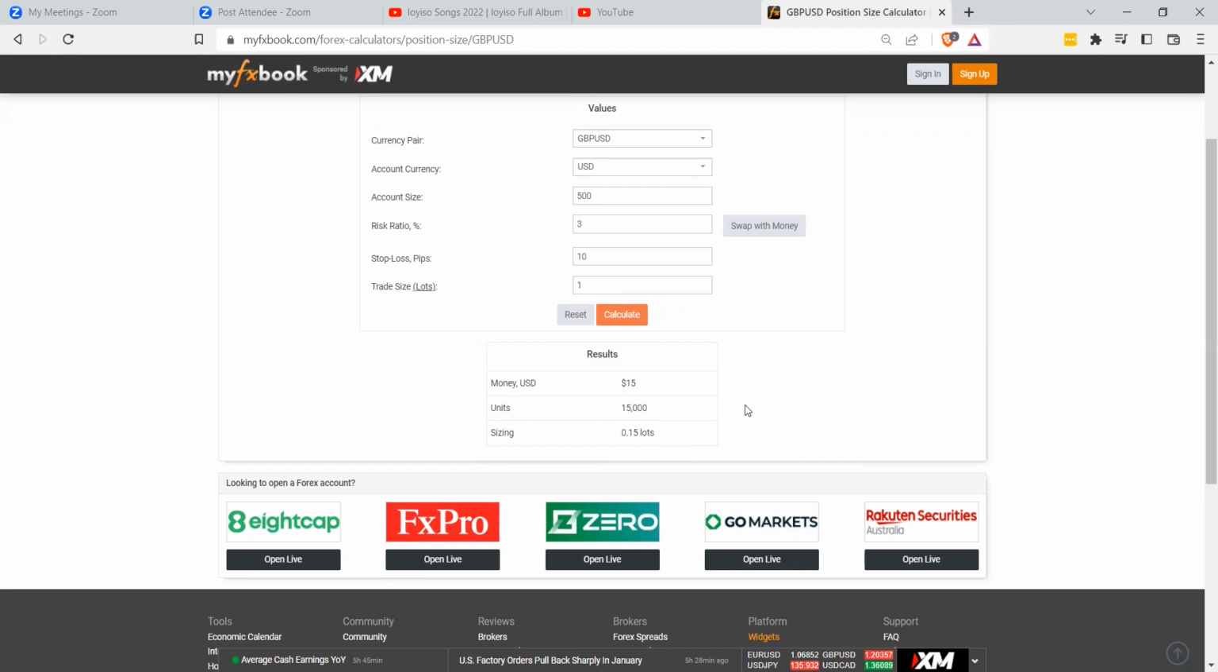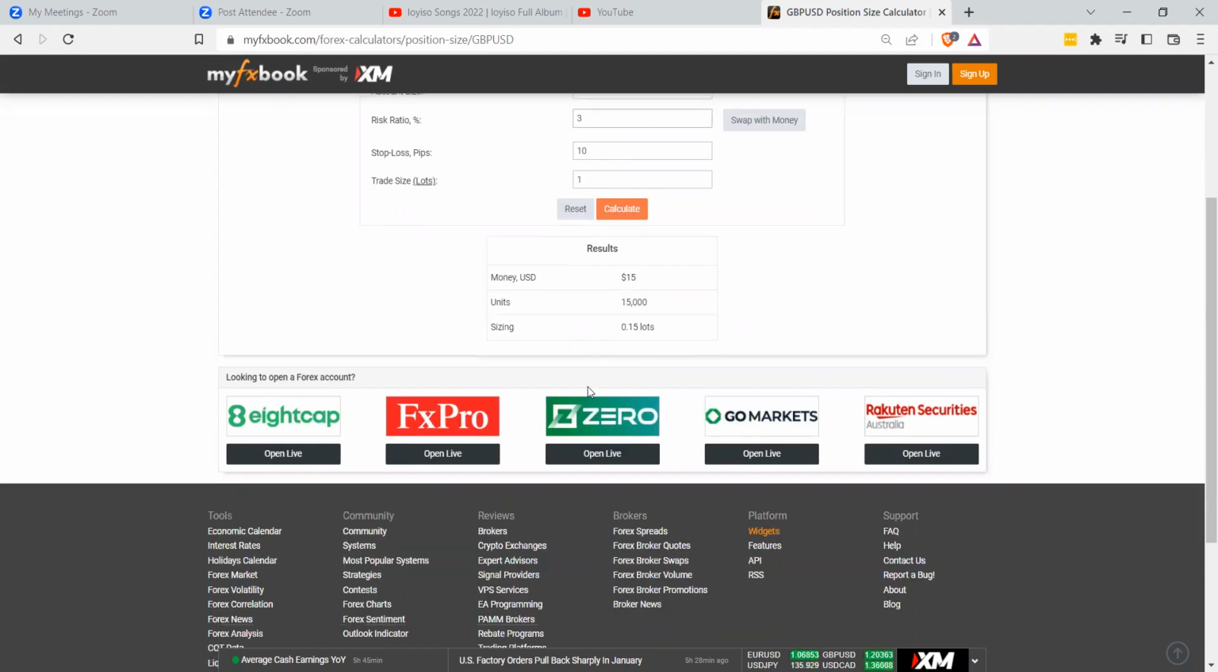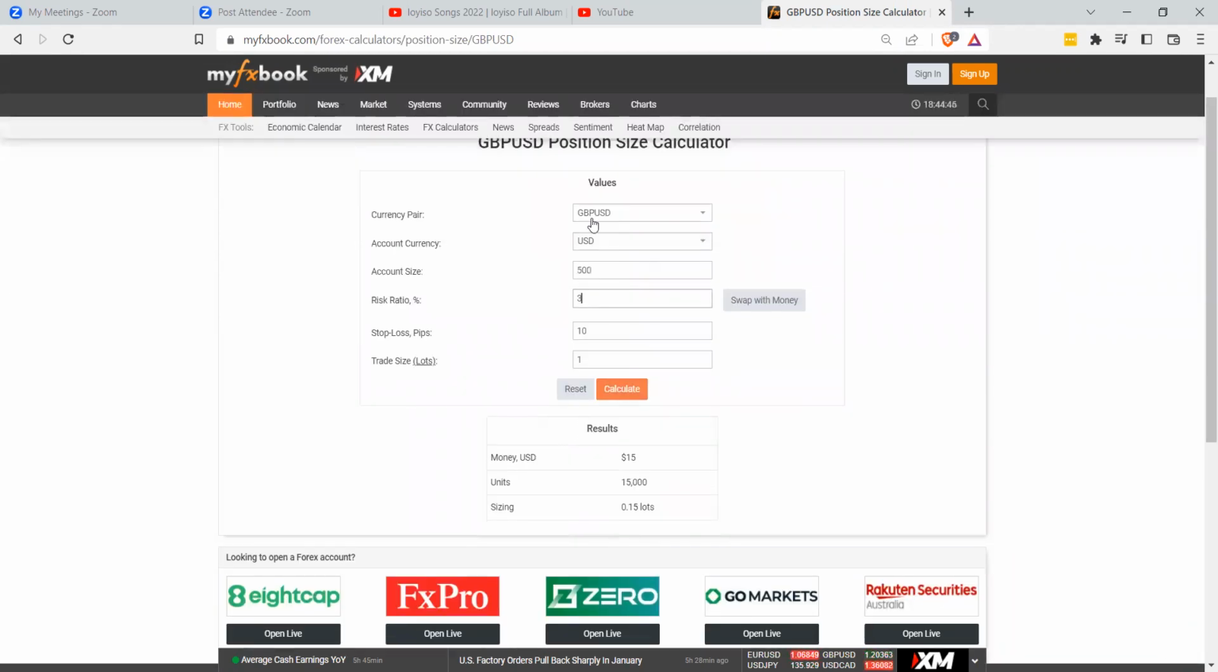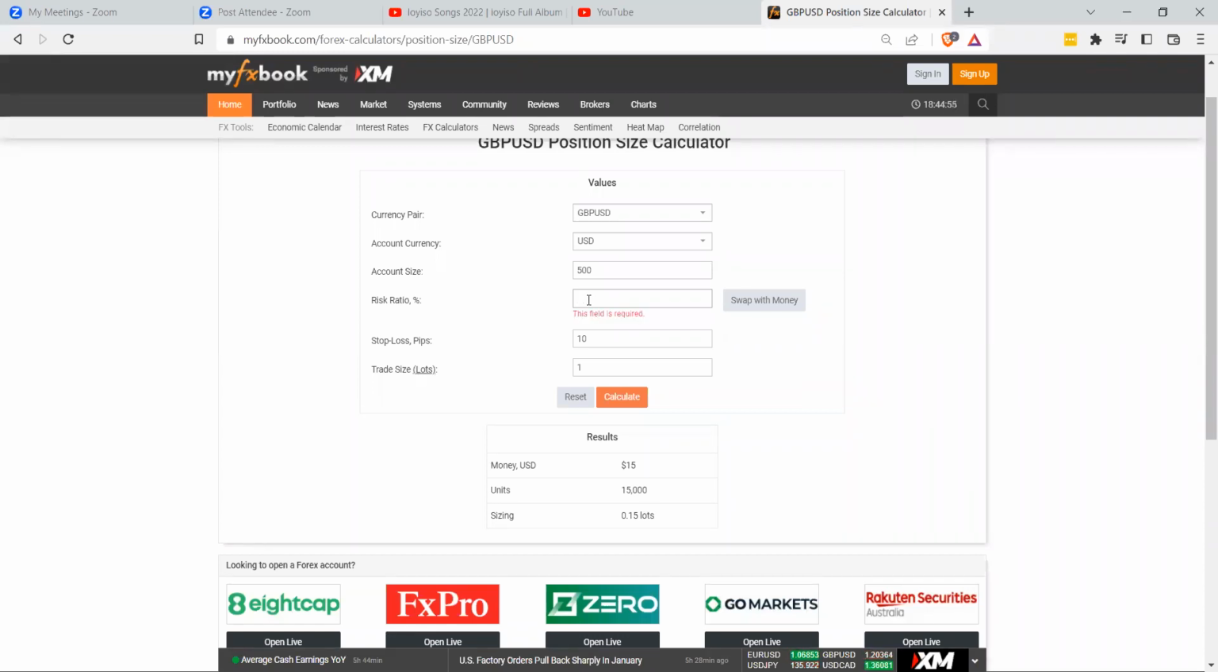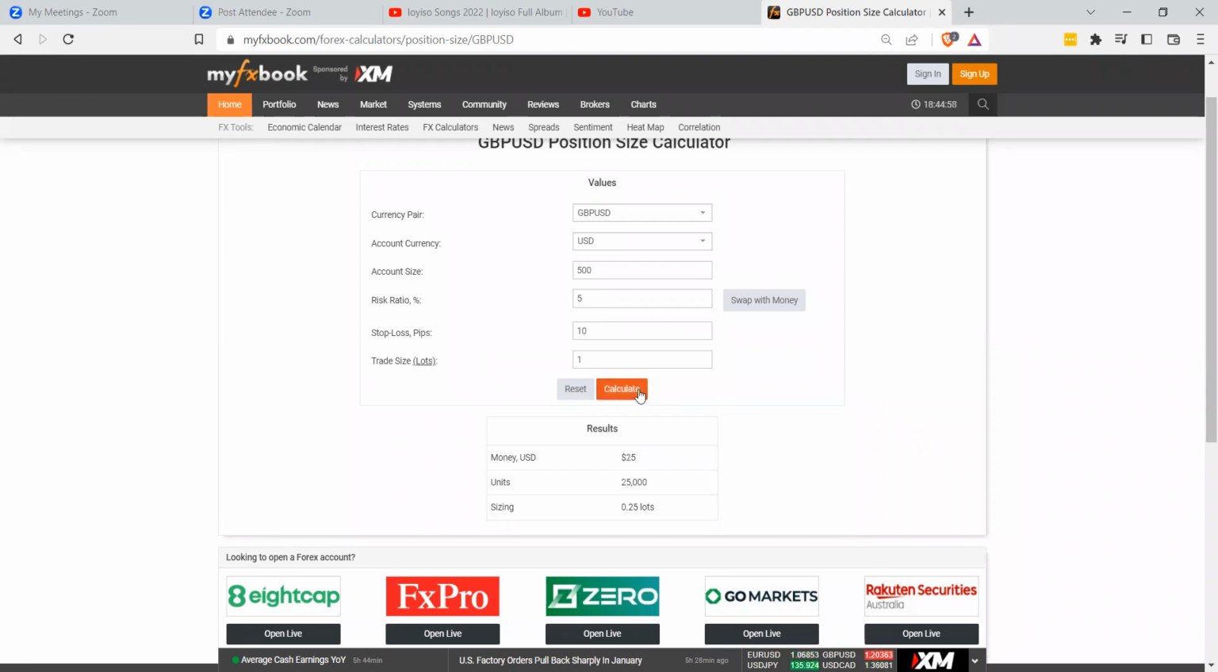So different currency pairs will give you different values for the lots you are supposed to be using. When you change your risk ratio, or any parameter here, the value of your lot size is going to change. Let's say you want to increase your risk from 3 to 5%. Click on calculate. You can see it's now 0.25. For people that want to be aggressive, you can choose a risk ratio of, let's say, 15%. You can see you should use 0.75 on this particular account.